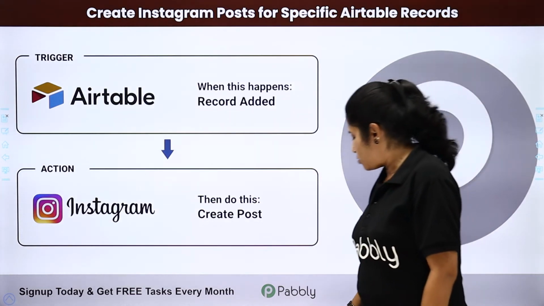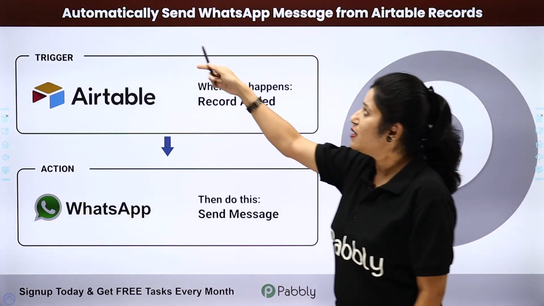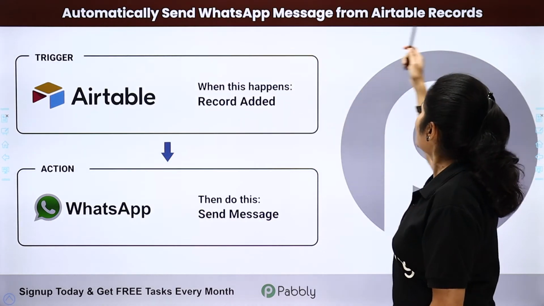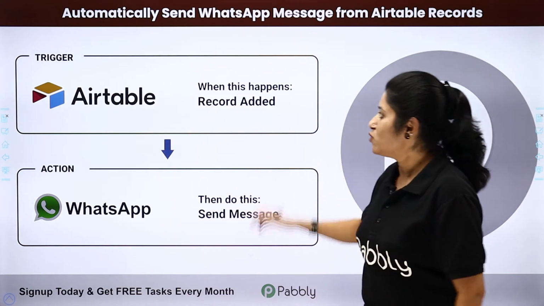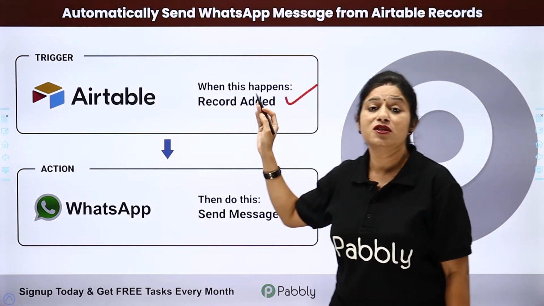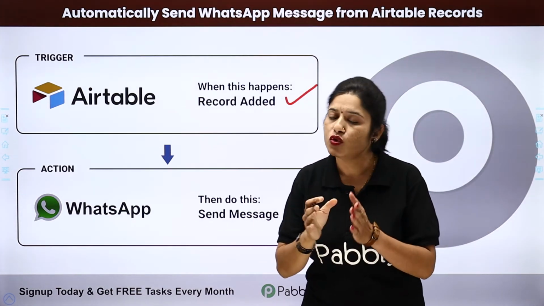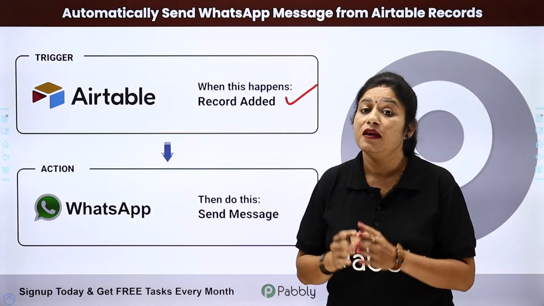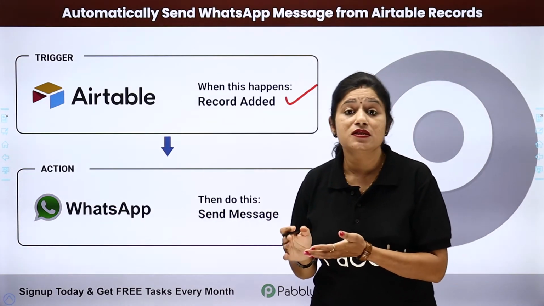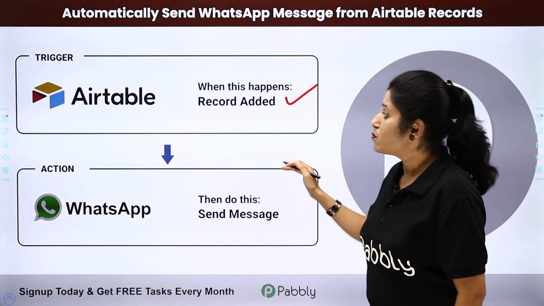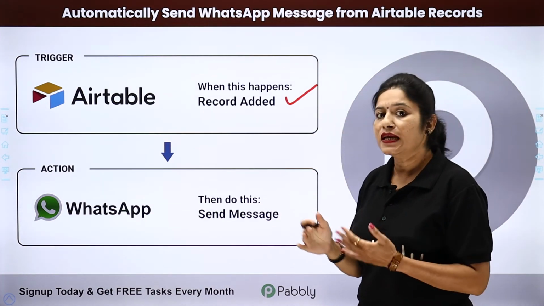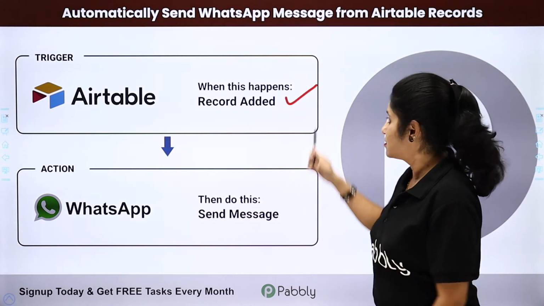Let's move to the next automation, and that is automatically sending WhatsApp messages from Airtable records. So the most favorite one. Whenever you add a new record to your Airtable base, you can send WhatsApp messages to your customers. The messages can be welcome messages, thank you messages, payment reminder messages or any other message you want to send. This automation is going to create a personal connection between you and your customers.